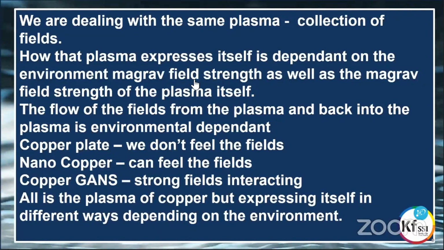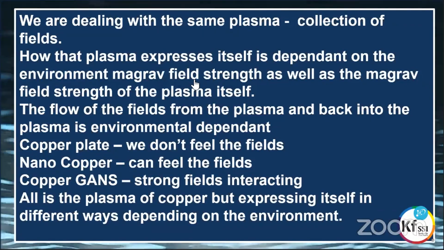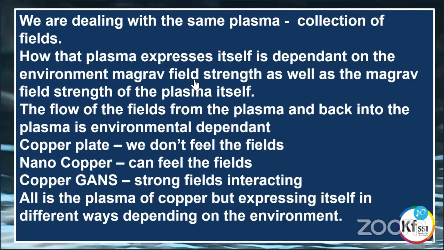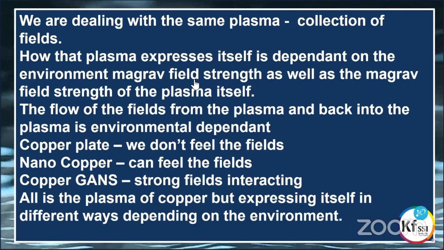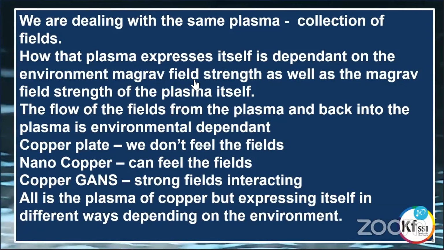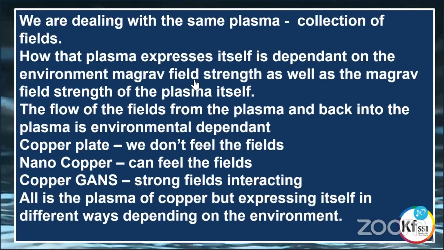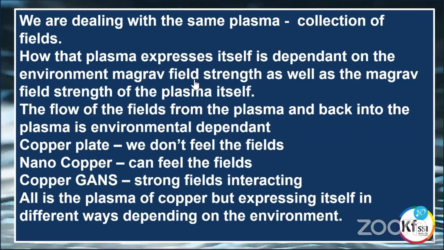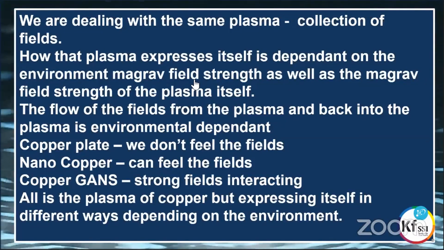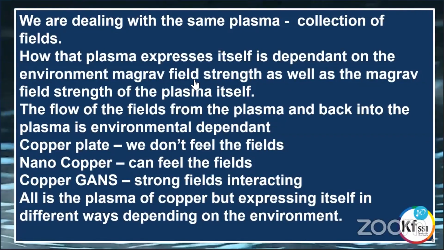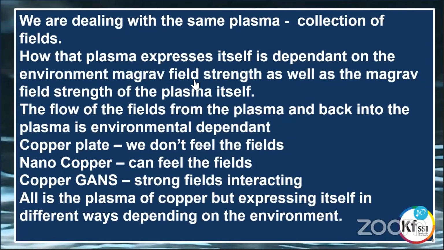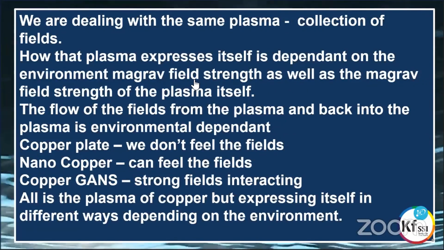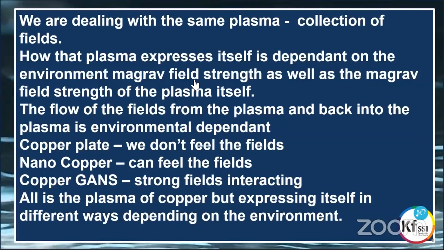The flow of the fields from the plasma and back into the plasma is environment dependent, because water will be different to alcohol, will be different to a salt solution, will be different to the air environment. So when we look at a copper plate, it's still copper, and we don't really feel any fields from that. When we create nano-copper, we can start feeling the energies even just from the nano-copper. We create the copper Gans, and a lot of us start feeling the energy from that copper Gans. All is the plasma of copper, but it's just expressing itself differently depending on the environment.